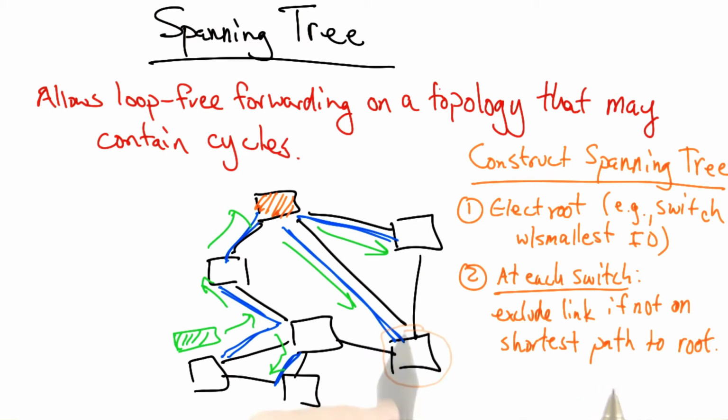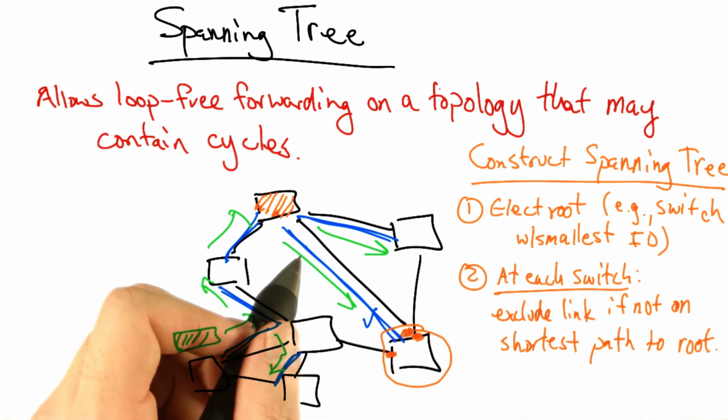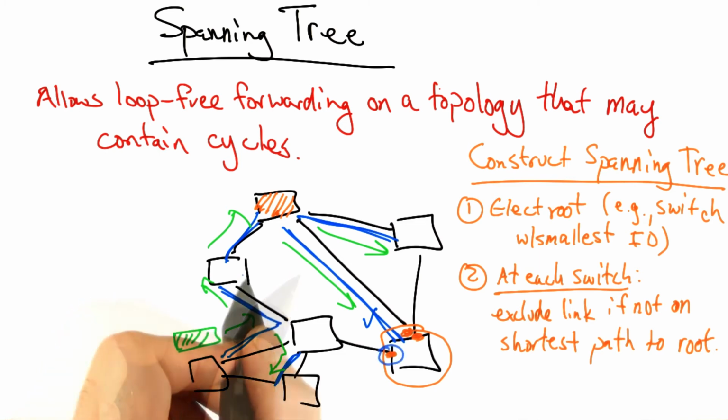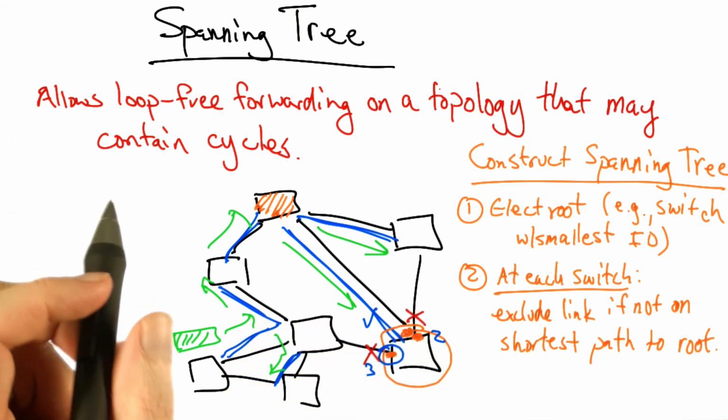Let's take an example. So this switch here needs to figure out which of its three interfaces are part of the spanning tree. The middle interface is on a shortest path to the root. It is one hop away. Therefore, that link should not be excluded. However, this interface is 3 hops away, and this interface is 2 hops away. Therefore, both of those links are excluded from the spanning tree.